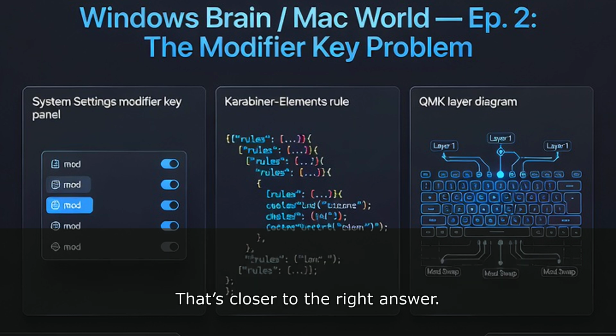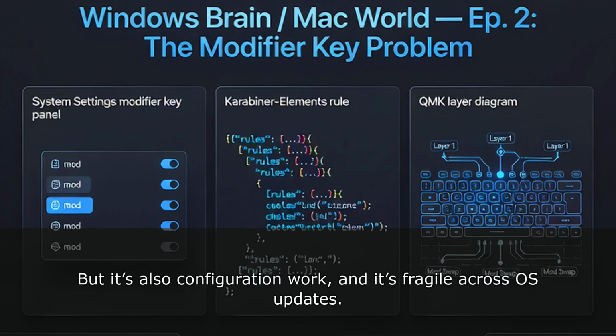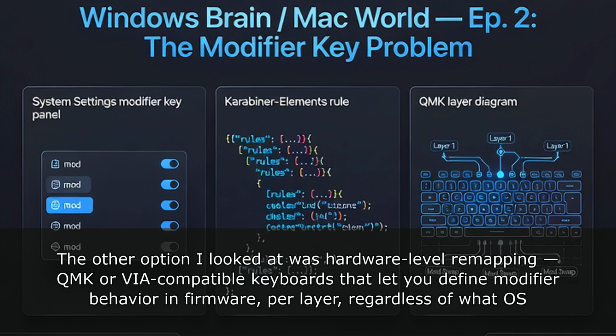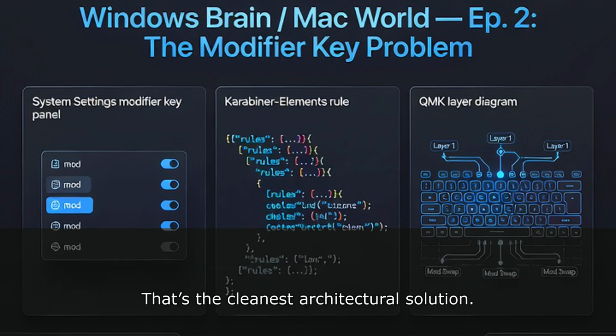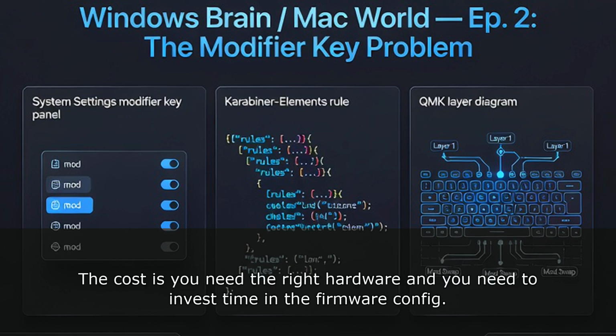The other option I looked at was hardware-level remapping, QMK or VIA-compatible keyboards that let you define modifier behavior in firmware, per layer, regardless of what OS you're on. That's the cleanest architectural solution. The keyboard handles the abstraction. The OS never sees the conflict. The cost is you need the right hardware, and you need to invest time in the firmware config.